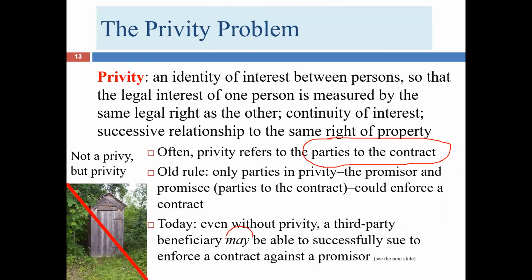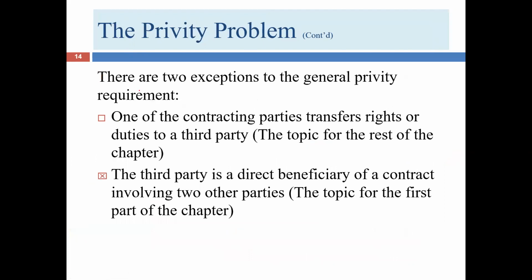But you may notice I have the word in italics. Even without privity, a third-party beneficiary may be able to successfully sue to enforce a contract against a promisor. Again, if it's an incidental beneficiary, not so much. Creditor beneficiaries, really good shot. Donee beneficiaries, maybe. Anyway, so this is an important concept that was kind of lurking in the background that I wanted to make explicit. Okay, so let's talk about the two exceptions to the privity idea.